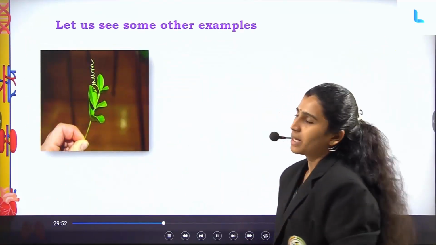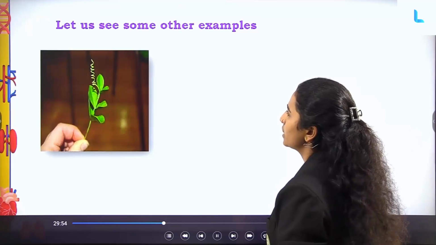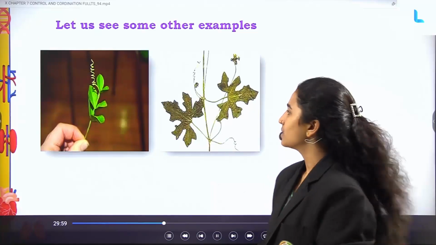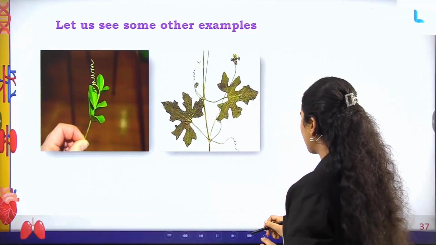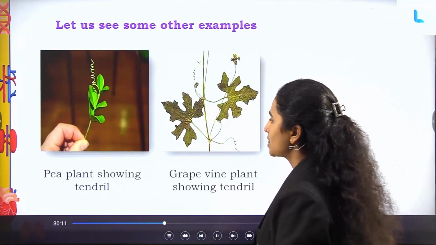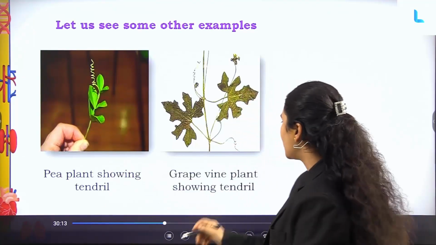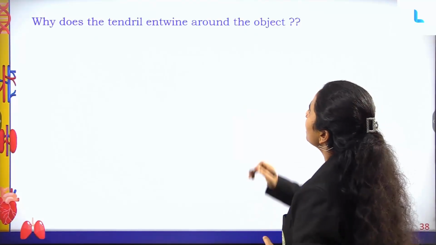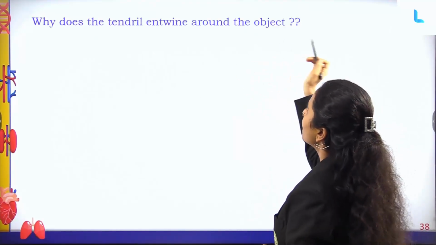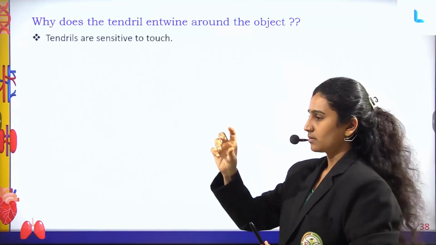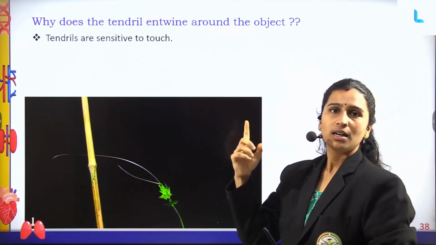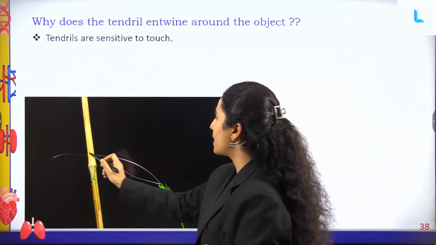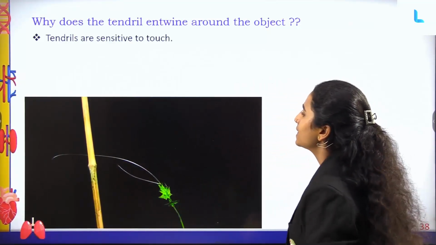Now let us see some other examples. So here is a twig and here is a dried leaf, the same twig which is dried up. So this is a pea plant which is showing a tendril, and this is a grapevine plant showing a tendril. So why does the tendril of the vine entwine around the object? Why is it twisted? You can see it is bending towards it. So they are sensitive to touch.